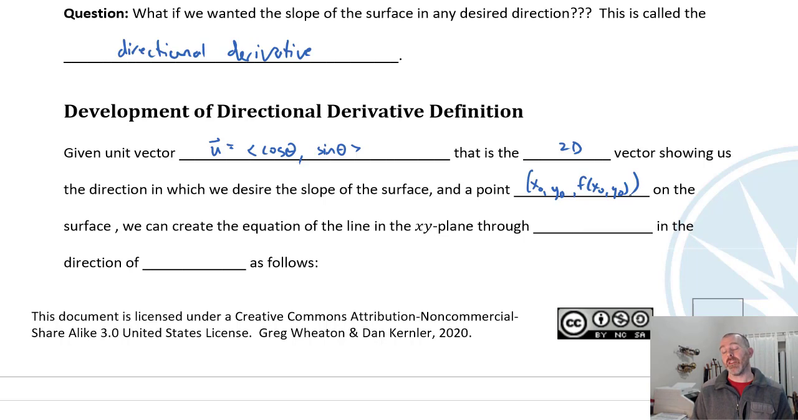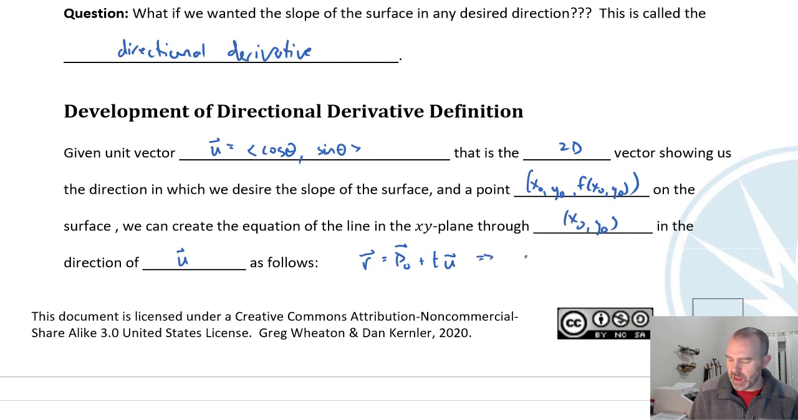What we can do is create an equation of the line in the xy plane. This is in the xy plane, and it goes in the direction of u. So it goes through x0, y0, in the direction of u. And the way you would do that is just our equation of a line, right? We have r equal to p naught, which we make into a vector, and then we add t times our directional vector. So that's our equation for a line.